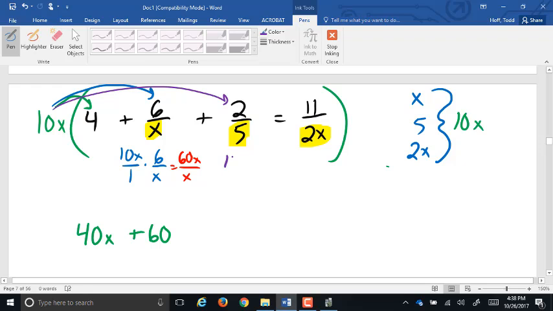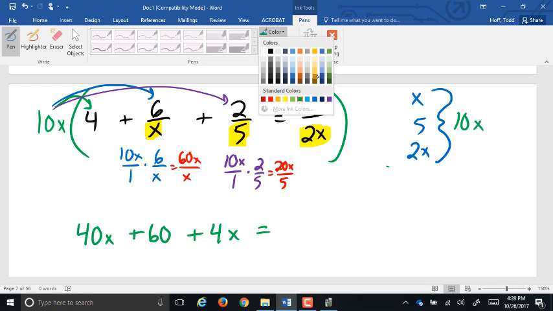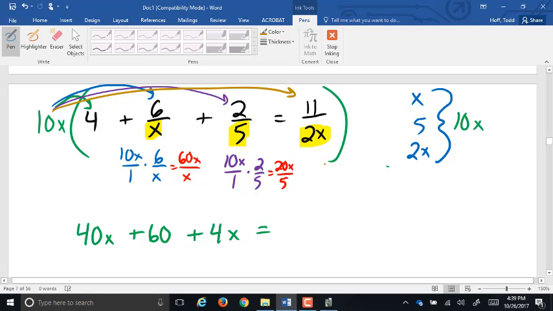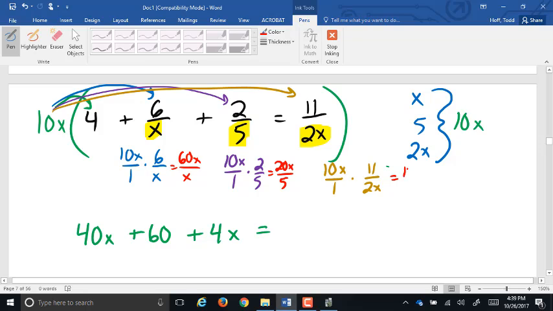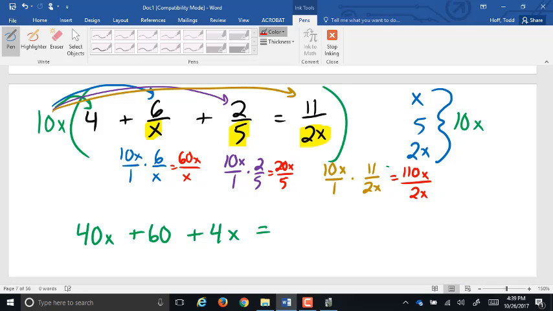10x times 2/5. 10x over 1 times 2 over 5. 10x times 2 is 20x. 1 times 5 is 5. 20x divided by 5, 4x. And then finally, 10x times 11 over 2x. So 10x over 1 times 11 over 2x. 10x times 11 is 110x. 1 times 2x is 2x. That divides out. 110 divided by 2 is 55. The x's divide out.